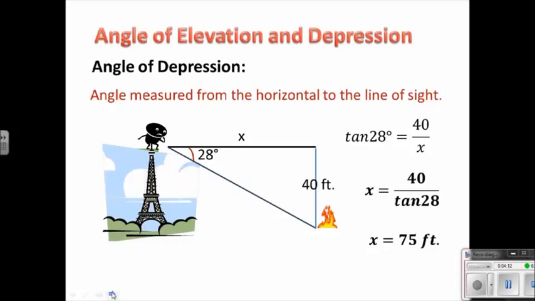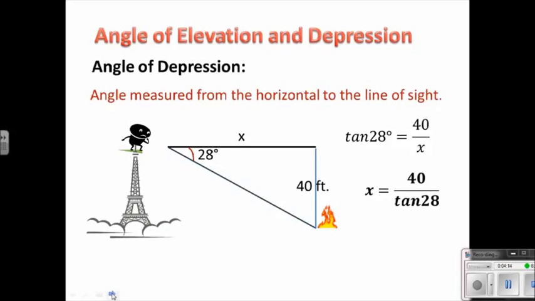Now I want to show you that this horizon line, or this line of sight from the alien looking straight out, is actually parallel to the horizon or the ground. So we learned in semester 1, actually, that when I have two parallel lines, the alternate interior angles are congruent. So if the angle of depression from the alien looking down to the fire is 28 degrees, then the angle of elevation, or the fire looking up to the alien, is also 28 degrees.